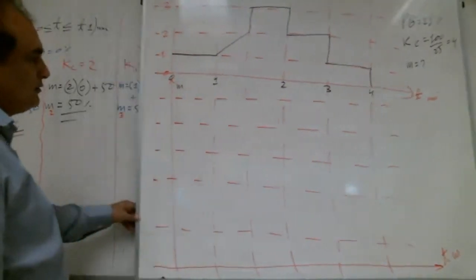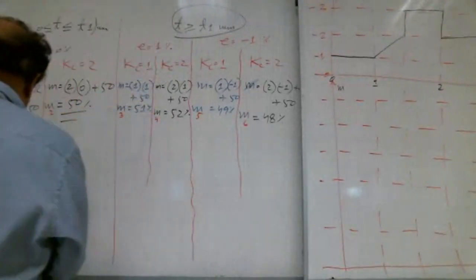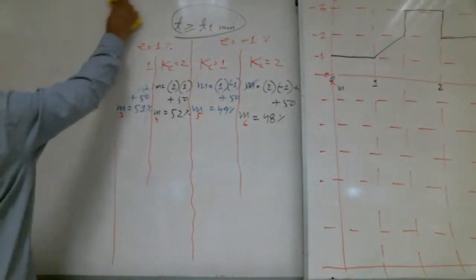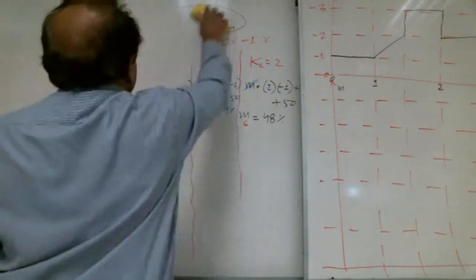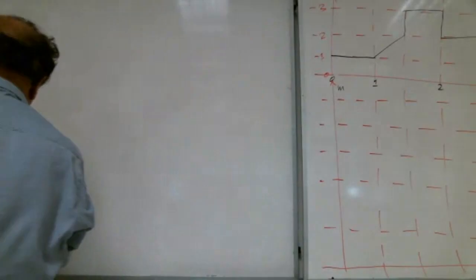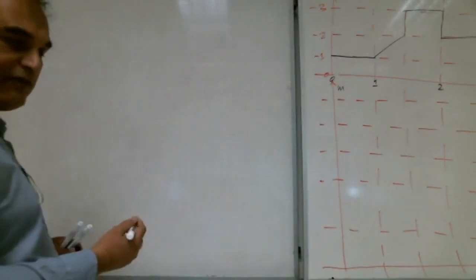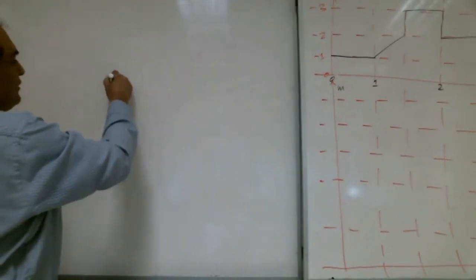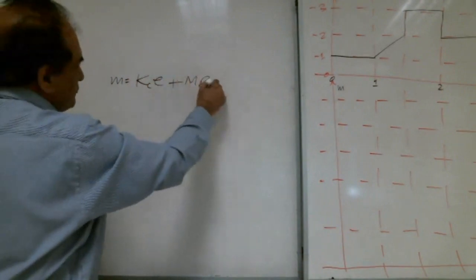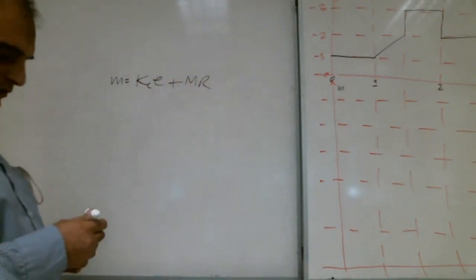So we all know the formula. This is again, we are just doing the proportional controller. So what is the formula for the proportional controller? Yes, Shabab, what is the formula for the proportional controller? M is equal to KC E plus MR, right?